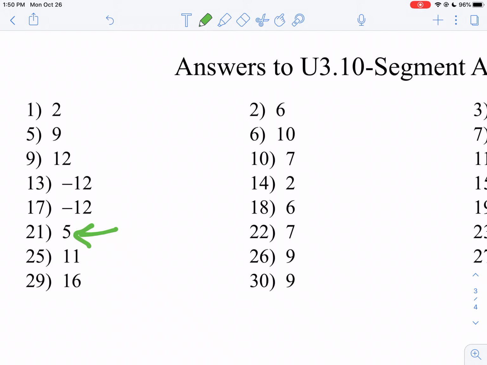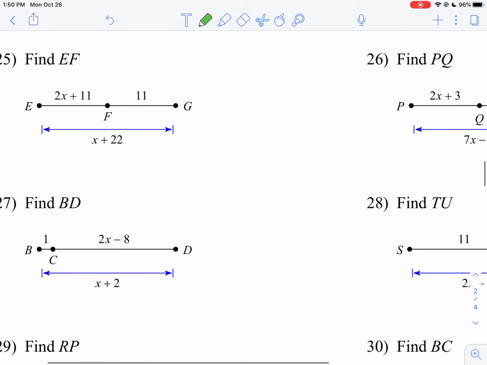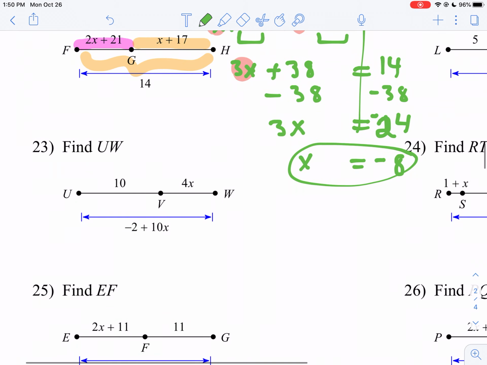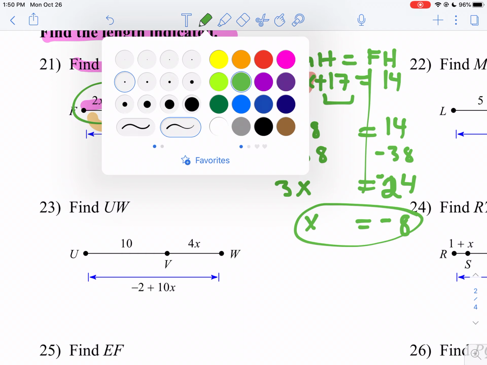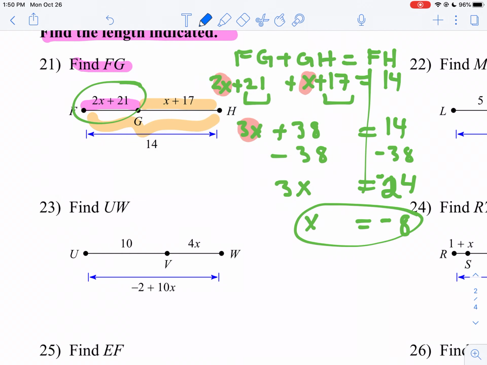28, it's 5. Okay, so why? Because this is just the value of x. We don't want x. They want you to find FG, which is currently 2 times x plus 21. Okay, so to get the answer, you have to do one more step. Okay, the final step after you set up the equation and solve it and get your x is to find the segment that they want, which is the FG.